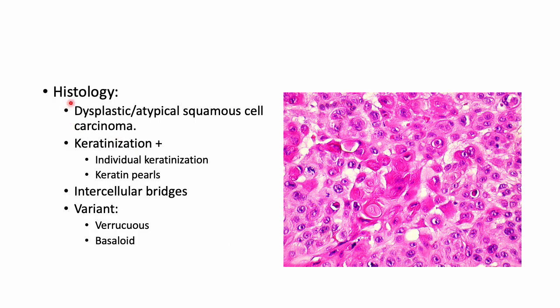Histologically, in any type of squamous cell carcinoma, in the skin, in the lung, and also in the cervix, it is almost the same for the basic part of the squamous cell carcinoma. You can see dysplastic or atypical squamous cells, and there should be evidence of keratinization, which can be seen as individual keratinization or the presence of keratin pearls. With individual keratinization, you can see the cytoplasm is a bit pinkish, and you can see the intercellular bridges, also the differentiation into squamous cells. And there are some variants, such as verrucous and basaloid. This depends on the histopathology features.